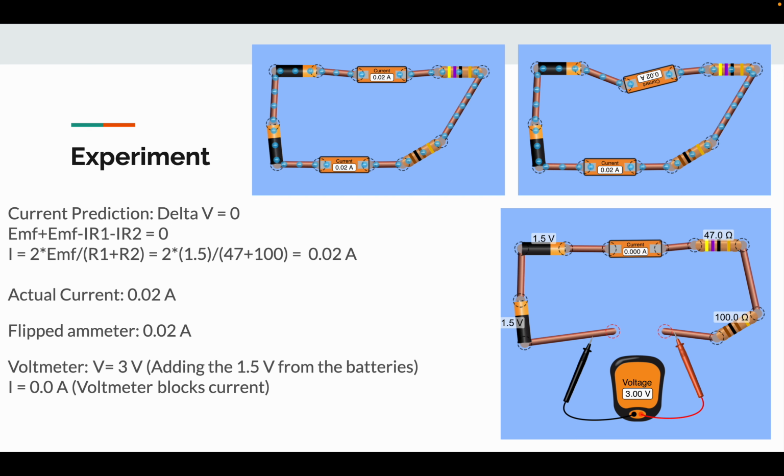So the first experiment was to find the current when it's connected to two batteries. There are two resistors and two ammeters, and I predicted that it would be 0.02, and I found that the actual current was also 0.02, and when you flipped the ammeter, it stayed the same. And then when you changed the ammeter to a voltmeter, the voltage was 3, which is the 1.5 from each battery added together, and the current changes to 0 because the voltmeter blocks it, because the circuit is not closed.